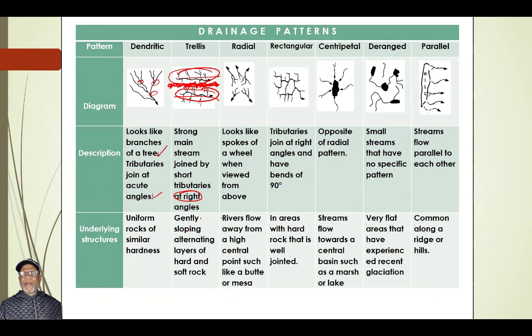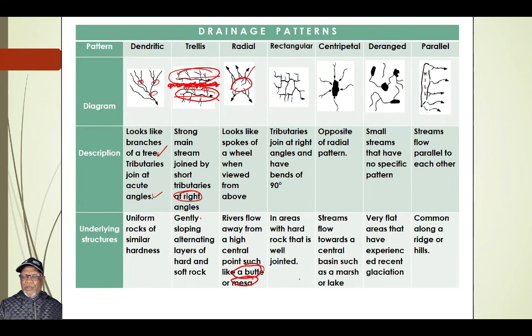Then what do we have? We have radial. Radial simply meaning to radiate, which means now water is falling into this high-lying area and the streams radiate. They flow away from the high point, and then it is going to be usually found where you might have a mesa or a butte or any high-lying area that can allow for that.